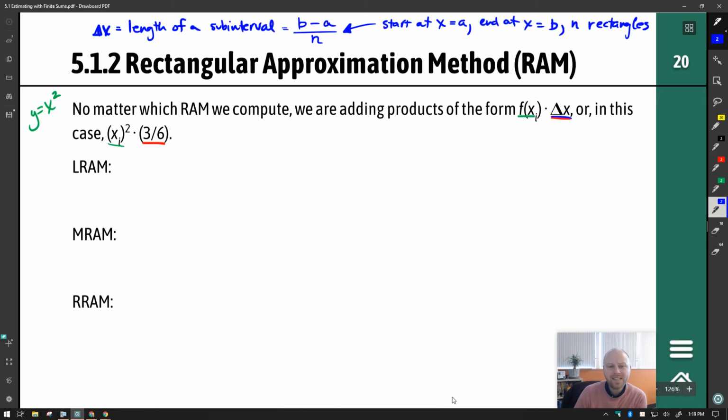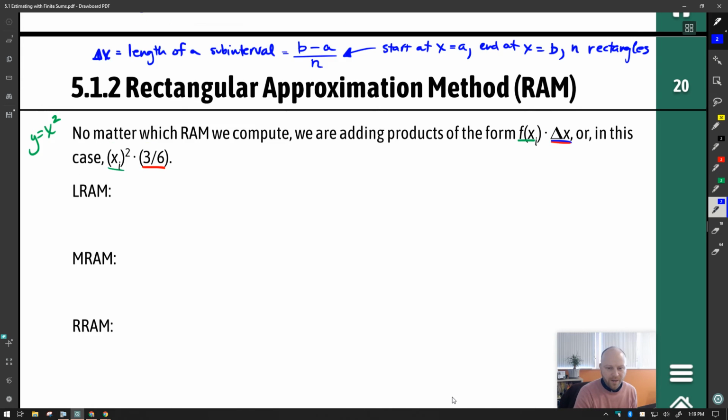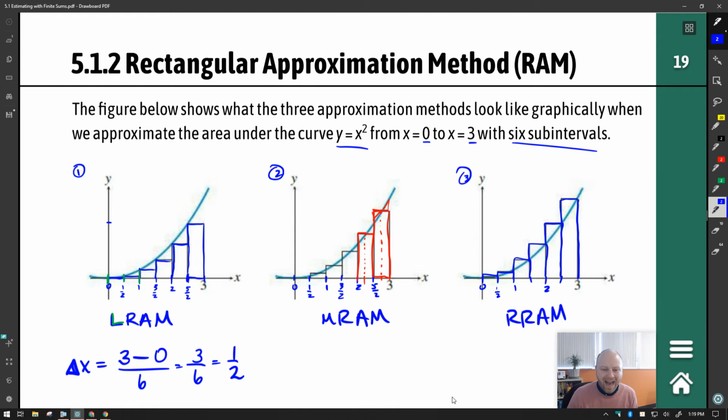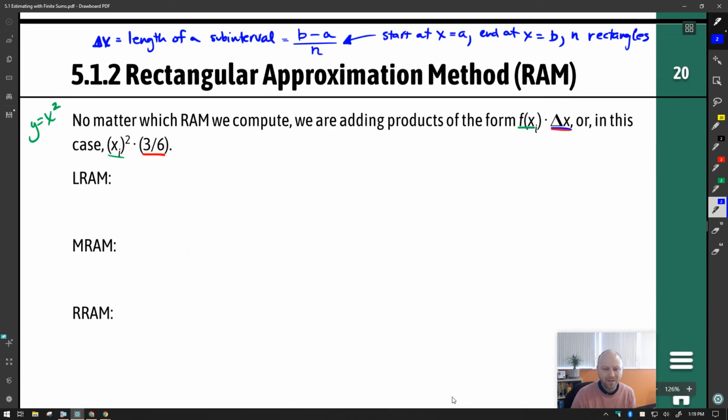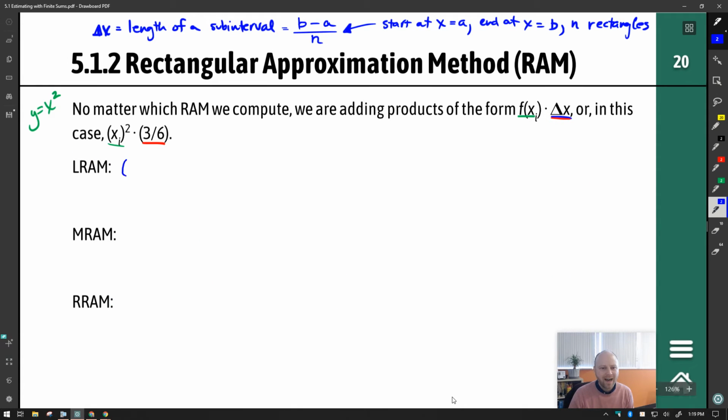So let's see what these areas actually look like. For the left-hand rectangular approximation method, we're going to look back here and start adding up the areas. So the first rectangle, that's this one that didn't really have a height at all. That's going to be height of 0 times the width of that rectangle, which is 1/2. And then we go to the second one.